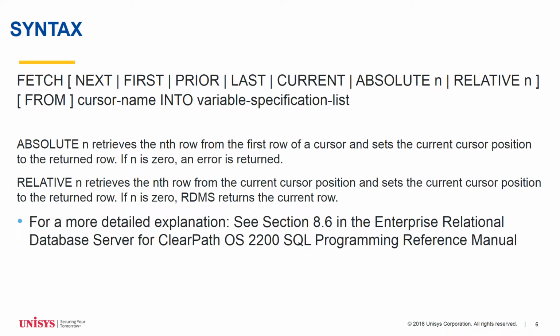Looking at the syntax, this SQL statement shares the definition that currently exists in section 8.6 in the RDMS Programming Reference Manual. Absolute N retrieves the nth row from the first row of a cursor and sets the current cursor position to the returned row. If n is 0, an error is returned. Relative N retrieves the nth row from the current cursor position and sets the current cursor position to the returned row. If n is 0, RDMS returns the current row. This is the same as the fetch current statement.